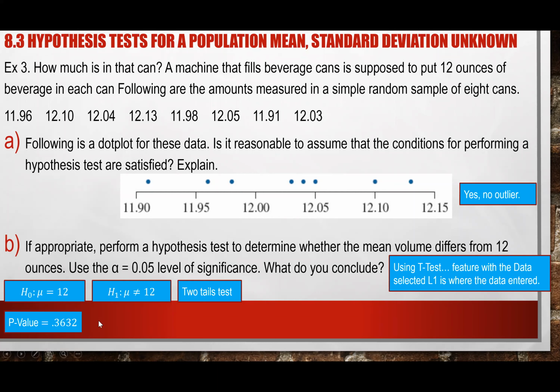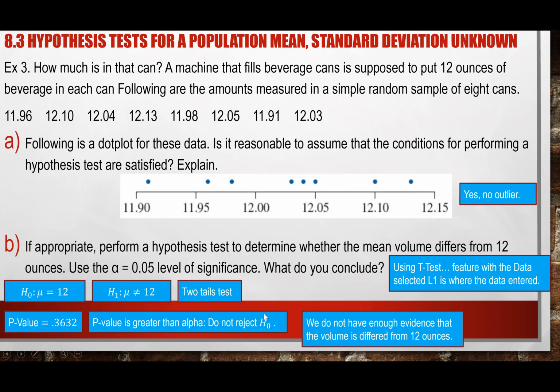The p-value is bigger than my alpha, humongously bigger than my alpha, right? So the p-value is greater than the alpha, which means we do not reject the H naught. And if we do not reject H naught, we just say we don't have enough evidence to say that the weight or the volume is different from the 12-ounce can, okay? So again, this is the idea, your calculator can do it for you.